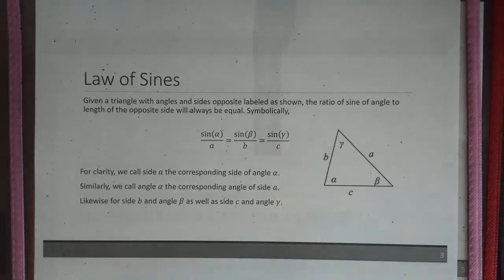Like I mentioned here, for clarity's sake, we call side A the corresponding side of angle alpha because they're opposite of each other, so we say it corresponds to each other. Similarly, we call angle alpha the corresponding angle of side A. And then we use the same idea for side B with angle beta, as well as side C and angle gamma.